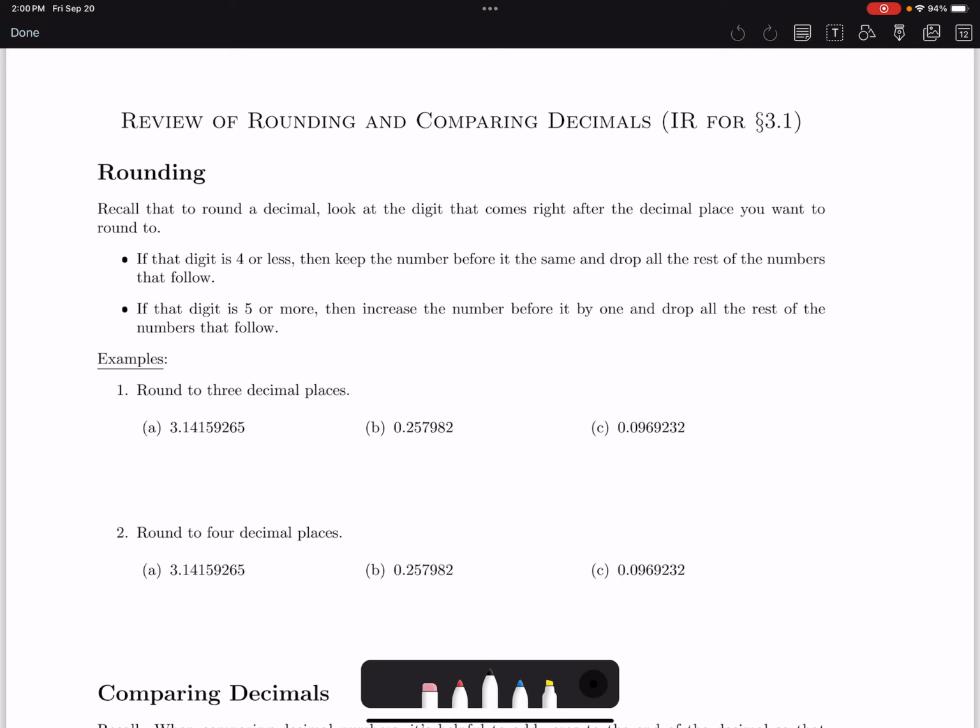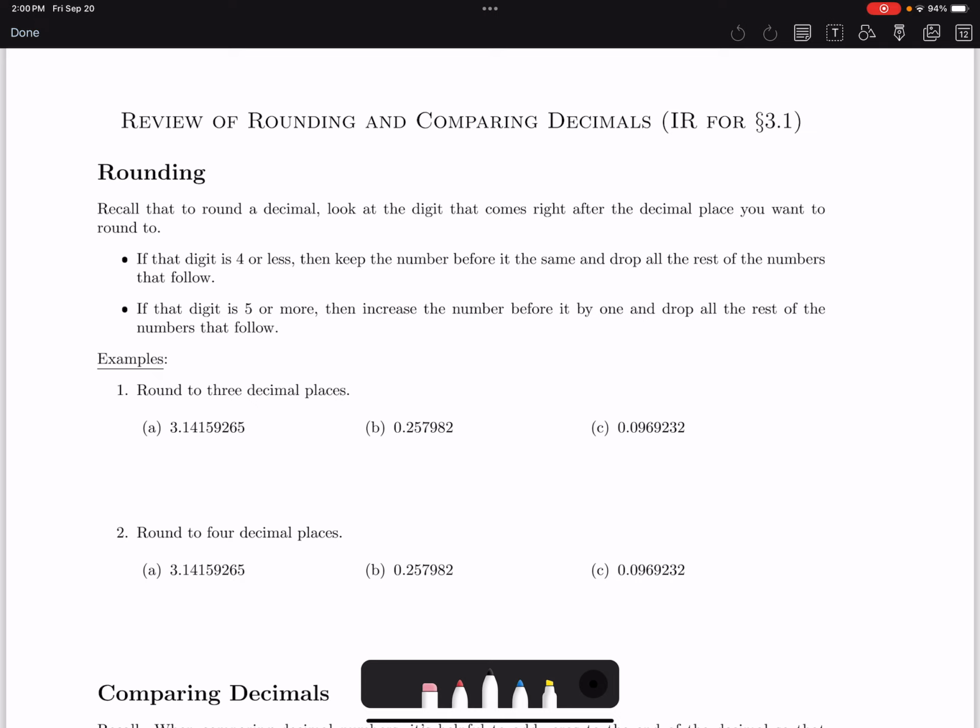All right. In this section, we're going to review a little bit about rounding and comparing decimals. These are topics that we've already talked about in the support class, but it's been a while, and we're going to start to do a lot of this, especially a lot of comparing decimal numbers in chapter 3. So I want to make sure that we are all comfortable and familiar with doing this, right?